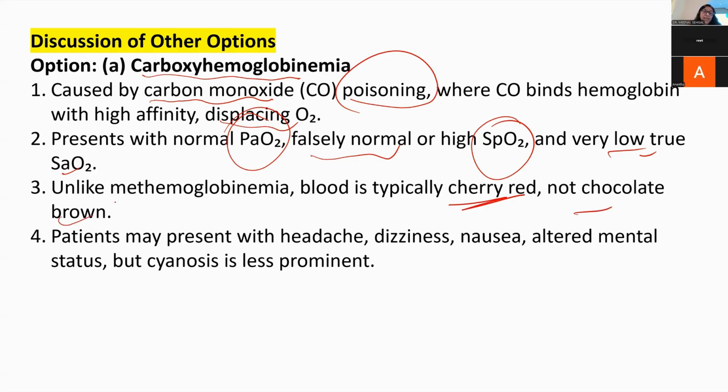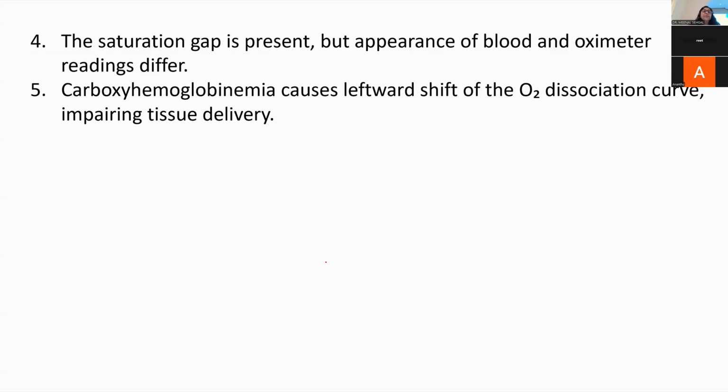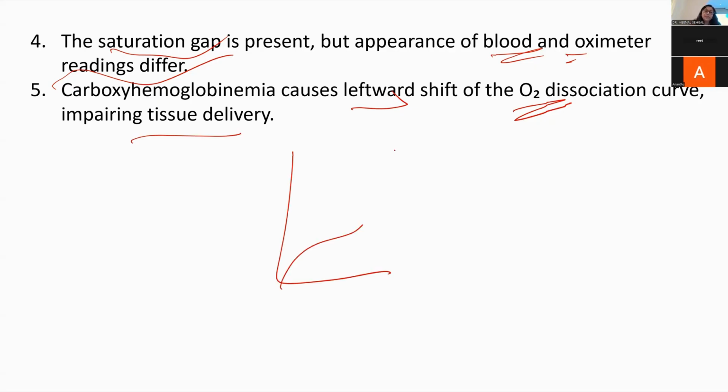Patient may present with headache, dizziness, nausea, altered mental status. Cyanosis is less prominent. The saturation gap is present, but the appearance of the blood and oximeter readings differ. Carboxyhemoglobinemia causes a leftward shift of the oxygen dissociation curve, impairing tissue delivery. So it turns leftwards.